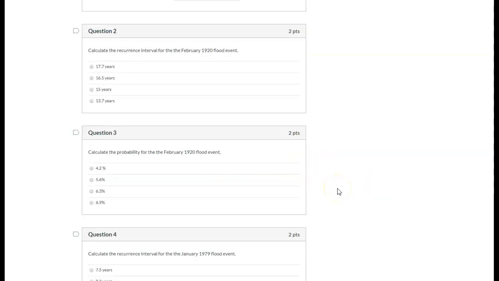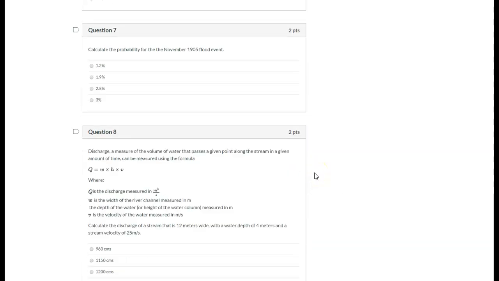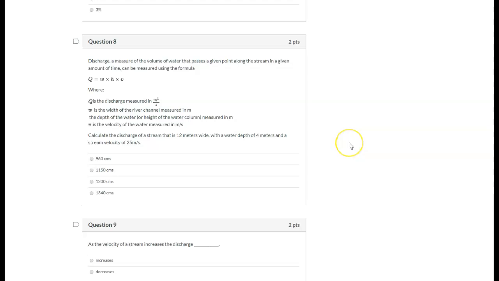Probability is just a formula. Follow the formula. Calculate a few more of these. So we're going to have you do it a couple times. Then it's talking about a discharge. So remember, we covered that as the amount of water that a stream can produce, right?